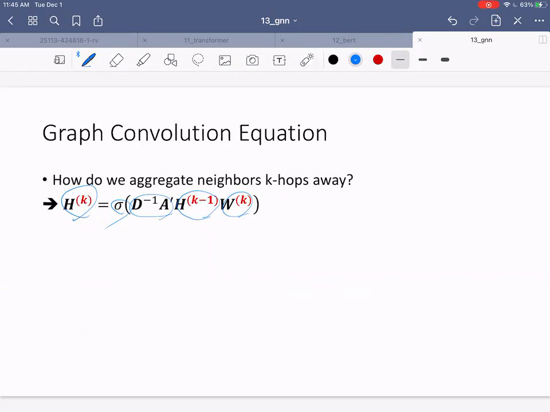Question: do we model directed graphs by simply changing it? Yes, exactly. You just need to change the adjacency matrix, and that's how you obtain directed graphs.